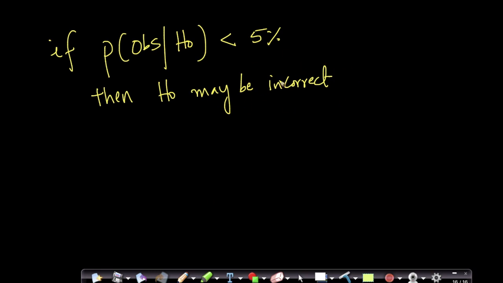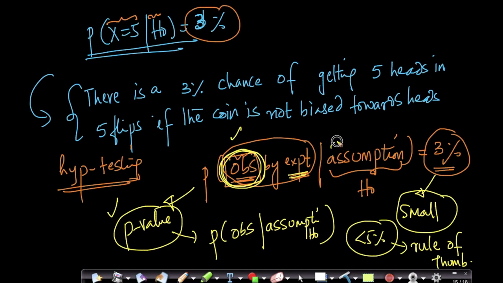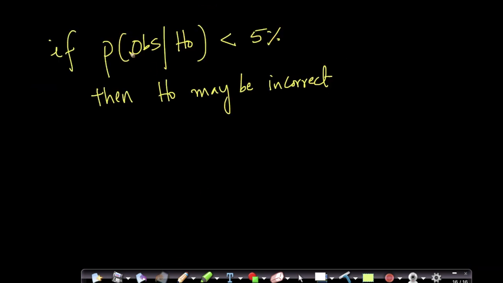It may be incorrect, right? Because if the assumption was right, see, we are doing this conditional probability here. So here is the leap of hypothesis testing. We are saying the probability of observation given null hypothesis is very small, right? Hence, H0 must be incorrect.